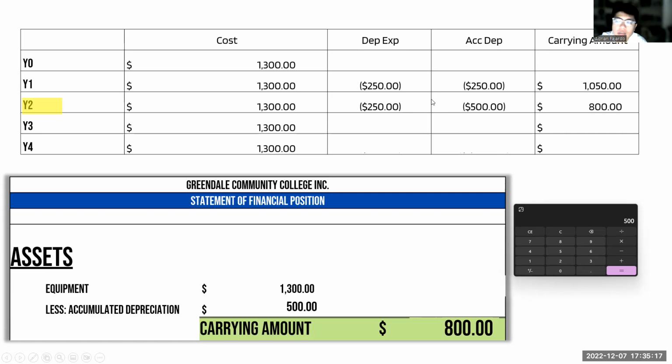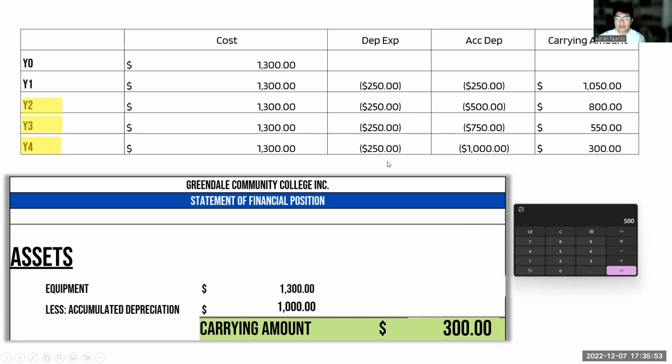So sometimes, all you have to do is solve for your ACDEP to get your carrying amount for that particular year. Year 3, again, same depreciation expense of 250 per ACDEP. So you have an ACDEP of 500, madadagdagan pa ng 250. So now your ACDEP is 750. Carrying amount is 550. So 750 na yung, and then ito na itsura ng financial statement natin. Right? ACDEP of 750 and then carrying amount of 550. And then lastly, 250, naging ACDEP of 1,000 and 300.